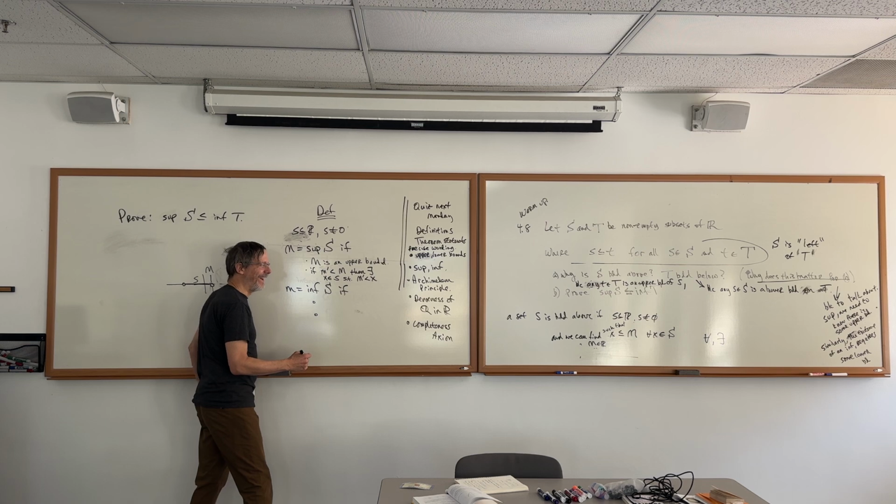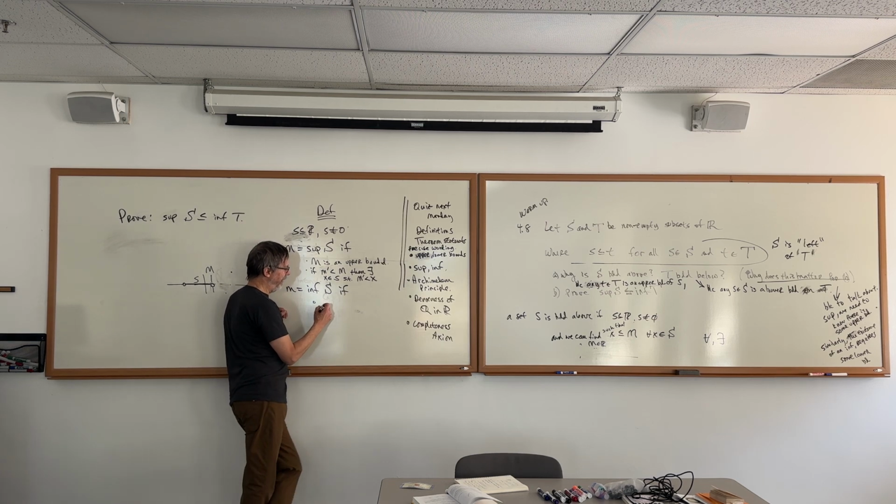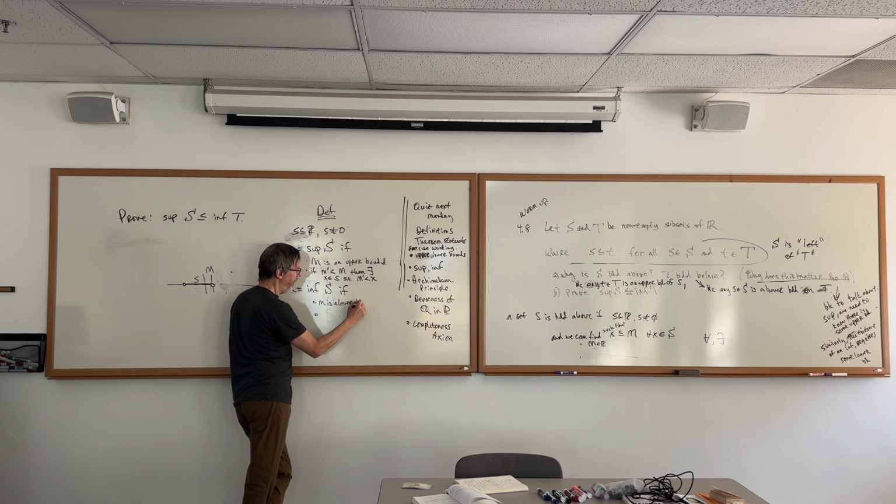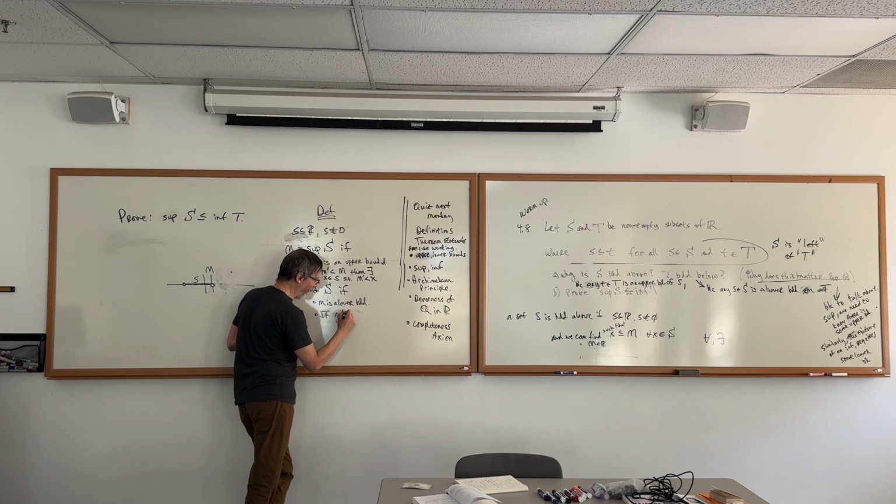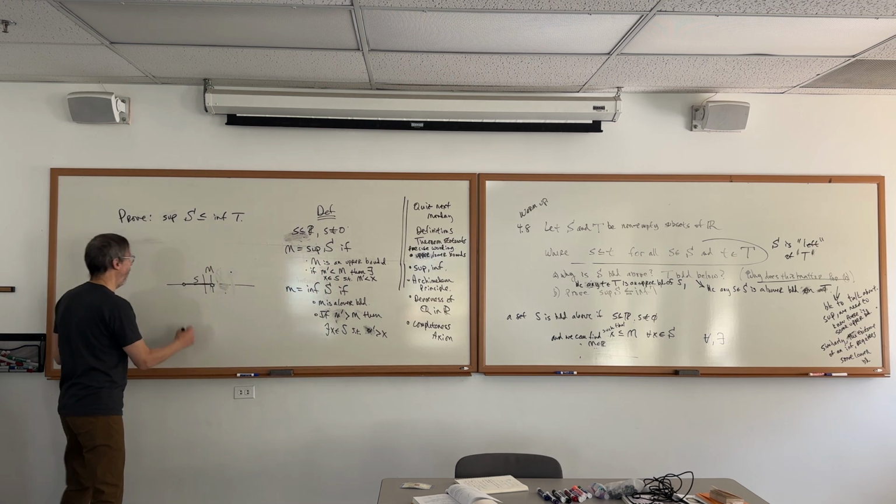So you would just flip things around and say if M is a lower bound, and then if M prime is greater than M, then there exists an X within S such that M prime is greater than X. Yeah, exactly. Yeah, beautiful. Same thing, right?